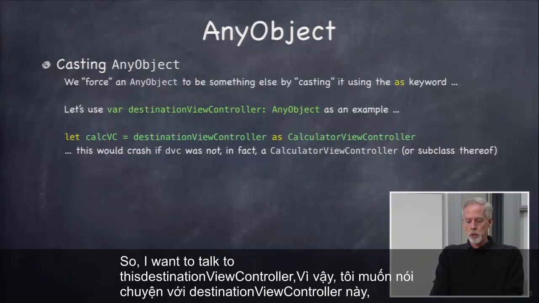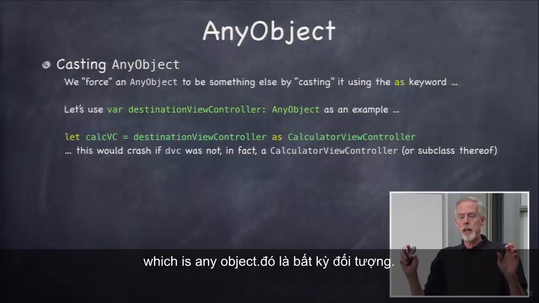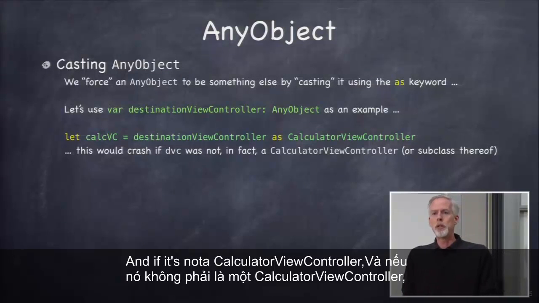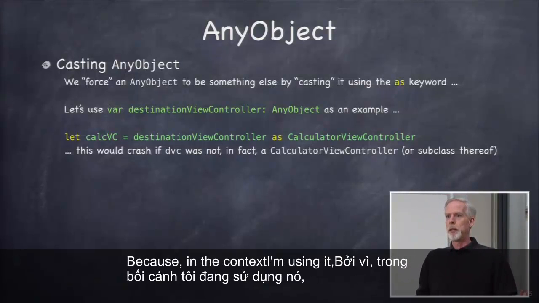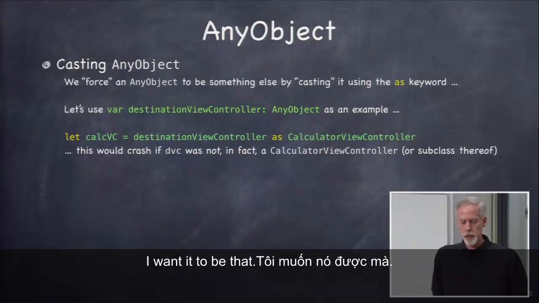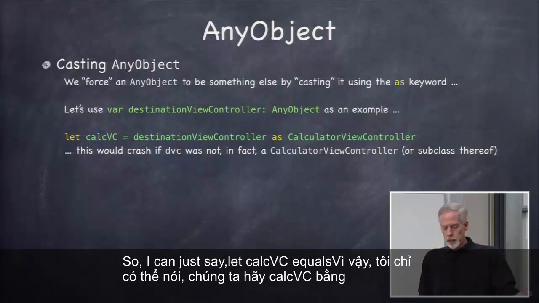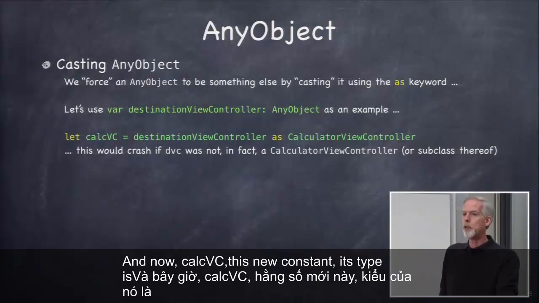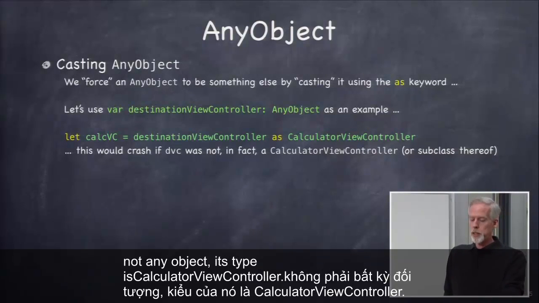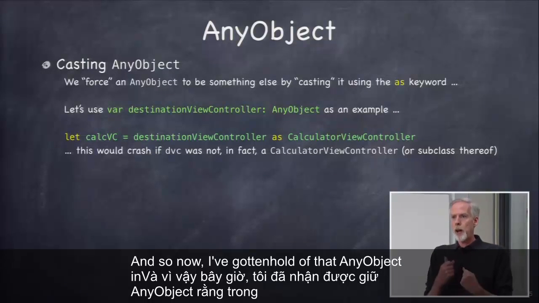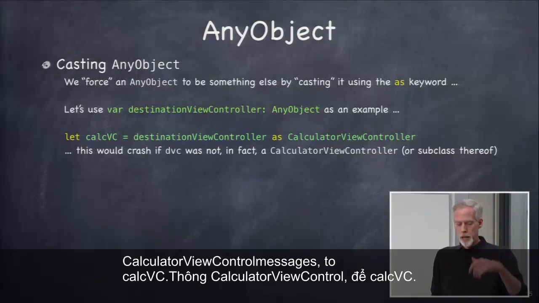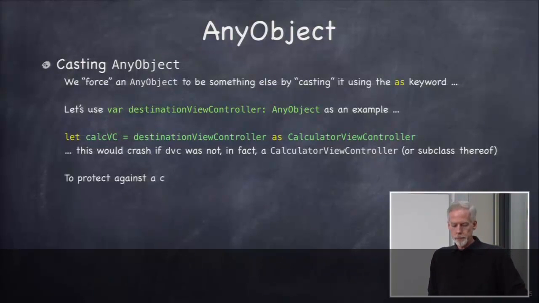So I want to talk to this destination view controller, which is any object, and I know that it's a calculator view controller. And if it's not a calculator view controller, my program should probably crash because in the context I'm using it, I want it to be that. So I can just say let calc VC equals destination view controller as calculator view controller, and now calc VC, this new constant, its type is not any object, its type is calculator view controller. And so now I've gotten hold of that any object in a way I can actually do things with it, and I can send calculator view controller messages to calc VC.